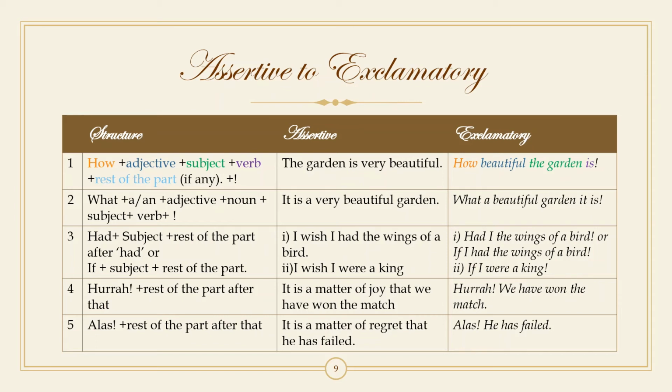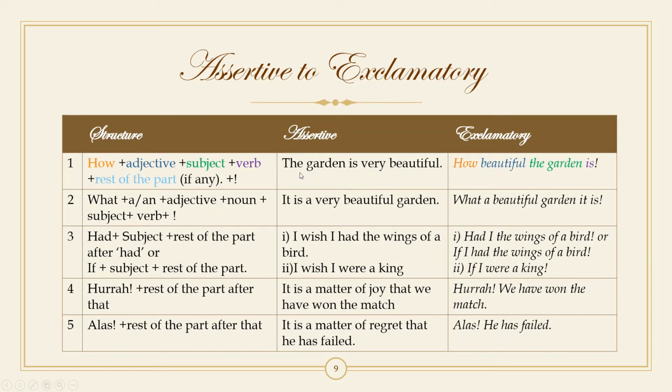Now look at this table, and like the previous table, it is also divided into three parts. First, look at this sentence: the garden is very beautiful. And: it is a very beautiful garden. See that these two sentences are more or less the same. They mean the same. But one is transformed into exclamatory using how, the first one, and the second one is transformed into exclamatory using what.